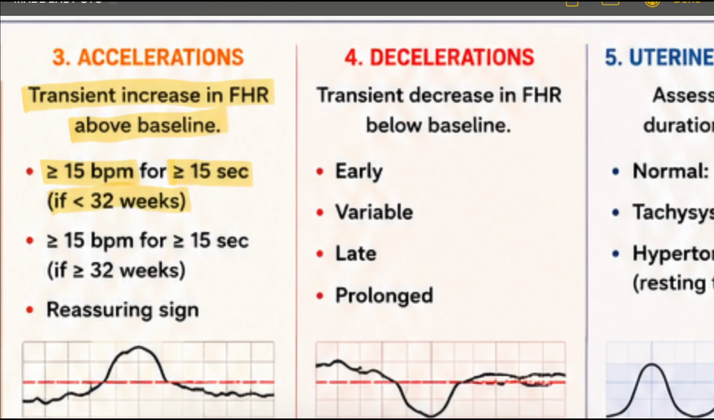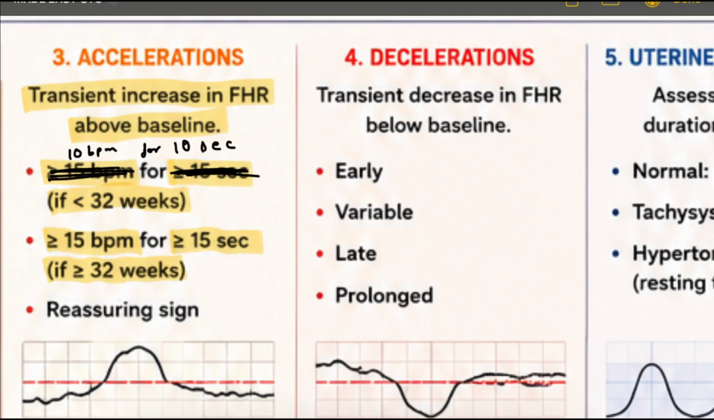Before 32 weeks, we have to see this acceleration. Okay. Next, if greater than or equal to 32 weeks, the heart rate will rise greater than or equal to 15 beats per minute for greater than or equal to 15 seconds. Okay. So what we have to do, if before 32 weeks, we have to see 10 beats per minute for 10 seconds.